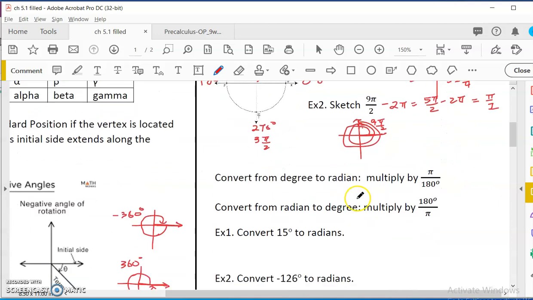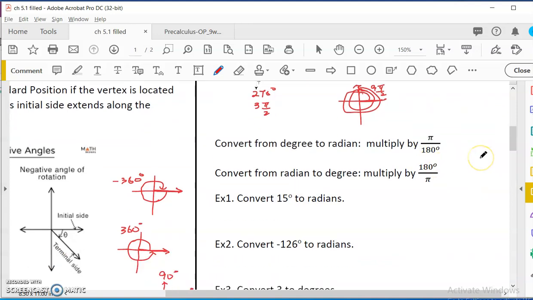But what if I have something like 10 degrees? How do I know what it is in radians? We have two formulas that we can use. If you want to convert from degrees to radians, you multiply by pi over 180, because pi is 180. It's kind of like the unit factor conversion method. If you want to change from radians to degrees, you want degrees on top, so you multiply by 180 divided by pi.